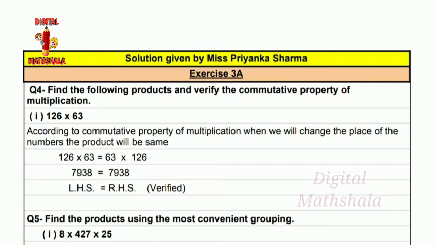So according to this property, we will change the place and then we will have two parts. One is LHS and the second is RHS. LHS means left hand side and RHS means right hand side. When we multiply, we will have 7938 as the result. So LHS equals RHS. It is verified here. Now we will see the next question.